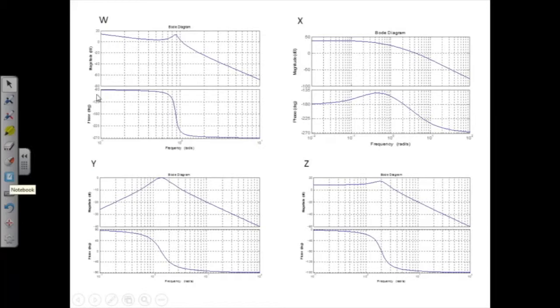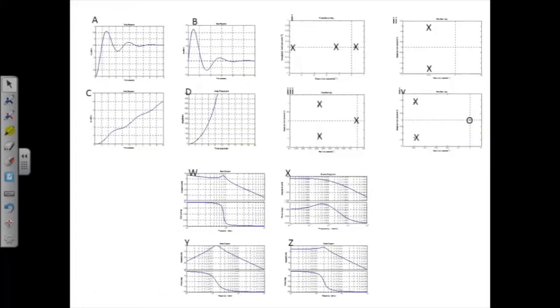Phase shift starts at minus 90, goes through a very rapid change to minus 270, so that's 180 degrees of change, which is a second order kind of change, and that is exactly right. Okay. And the other one's obvious because it's the one that's left over.